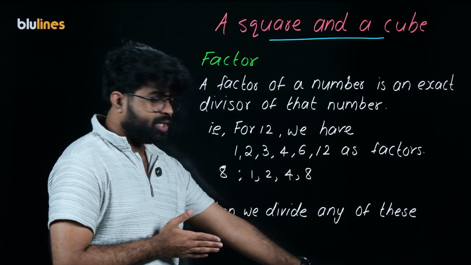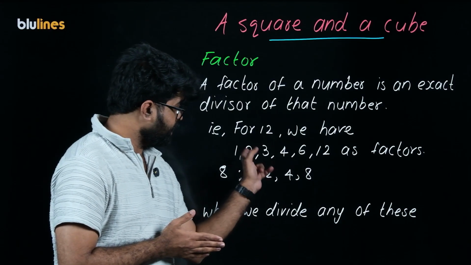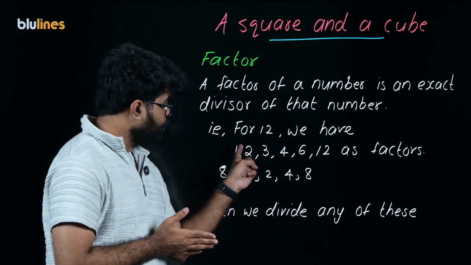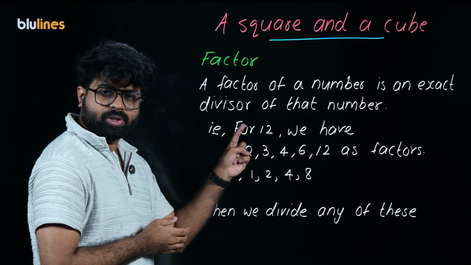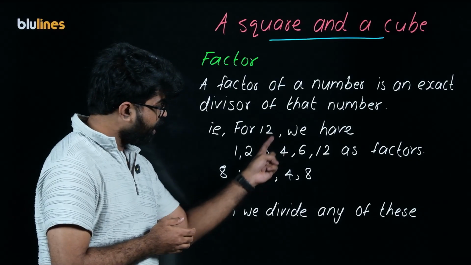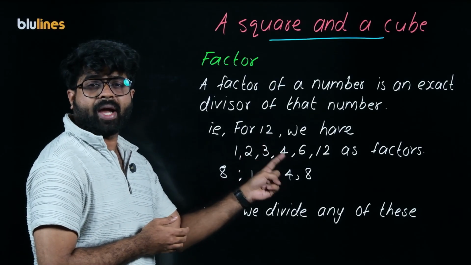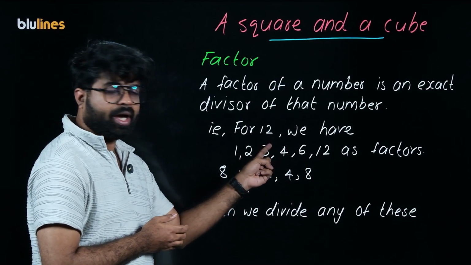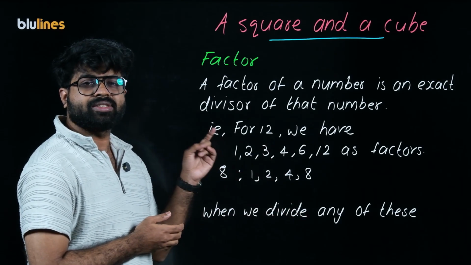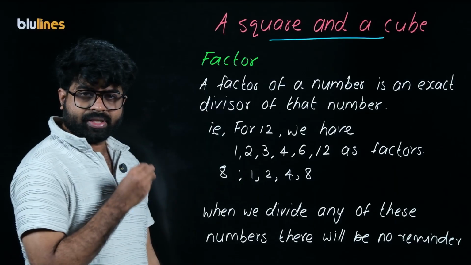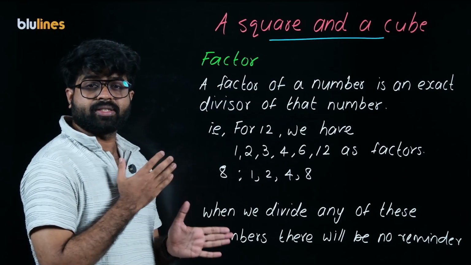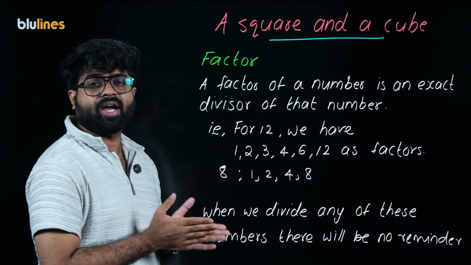Now what is the definition of a factor? If we divide 12 by 2, there will be no remainder; the remainder is equal to 0. Similarly, if you divide 12 by 6, we have remainder 0. If you divide 12 by 12, we have remainder 0. So that is another kind of definition. If we divide a number by a particular number and the remainder is equal to 0, we can say that it's a factor of that number.